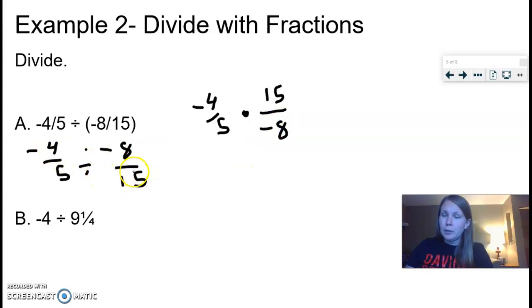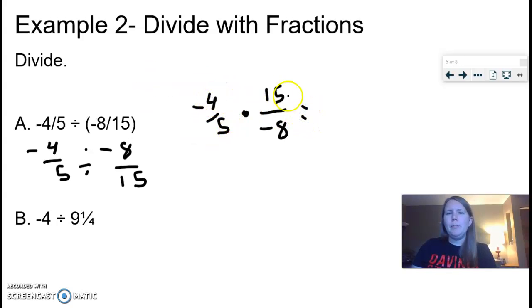So it's keep, change, flip, or sometimes you can say, I think there was another way I was trying to remember. You just change to multiplication and you flip it. I thought there was a better saying for it, but I guess I can't remember.